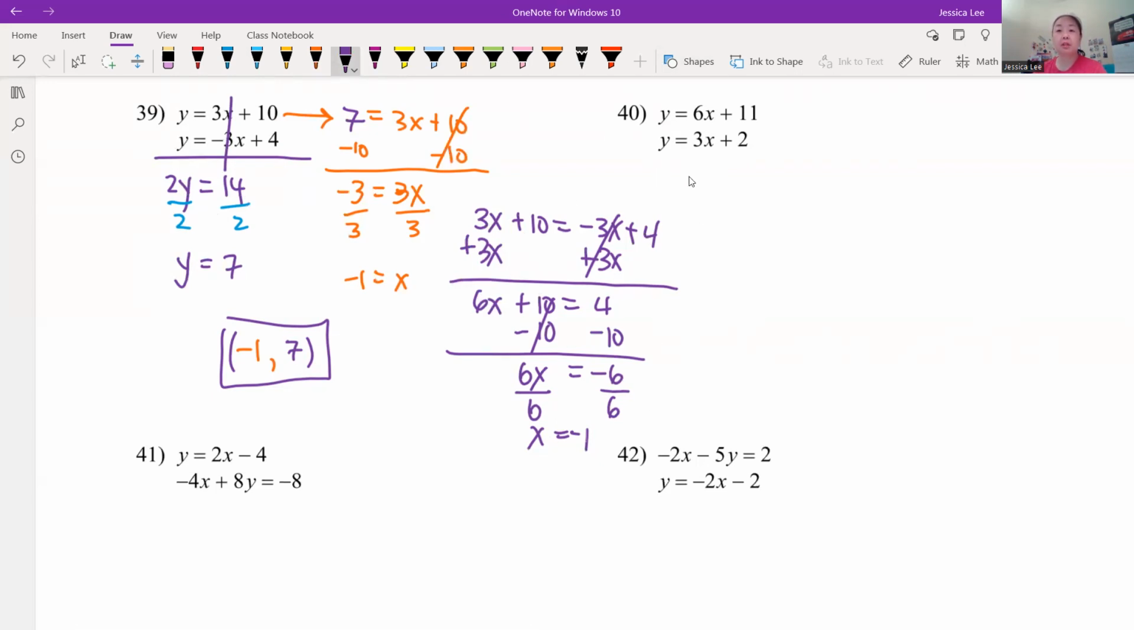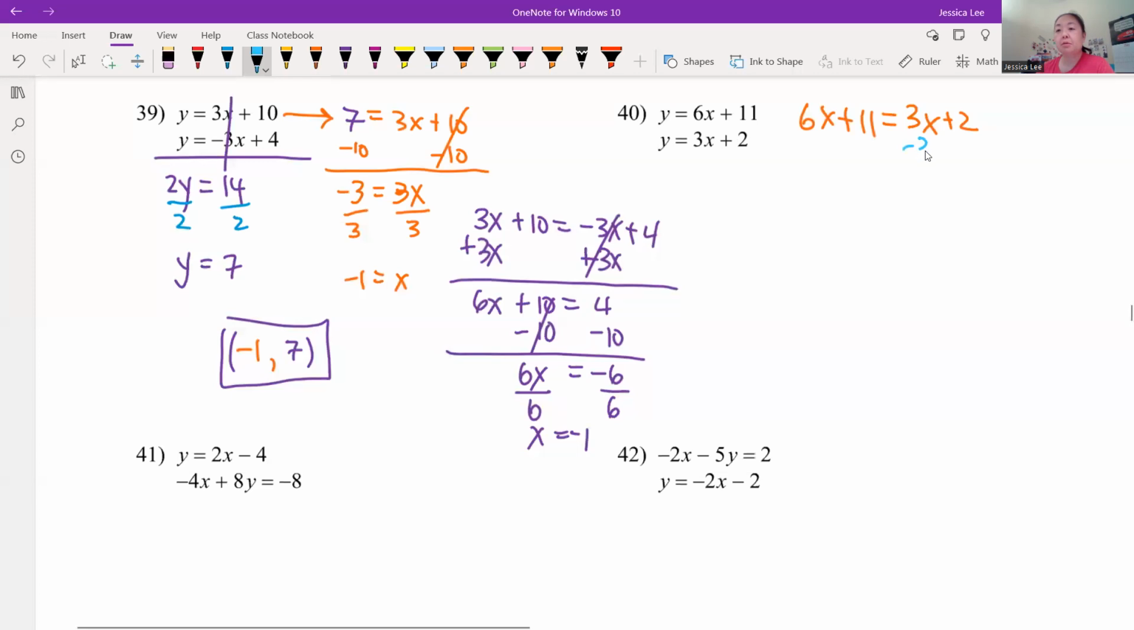Okay, here you can't really just cancel them out, so I'm just going to set it up the way we've been setting them up. So here we go. This is going to be 6x plus 11 is equal to 3x plus 2. We can use elimination here, but you're going to have to think about how you would do that. You can do that, and you can see if your answer is the same as mine, because as you can see, the answer will be the same.